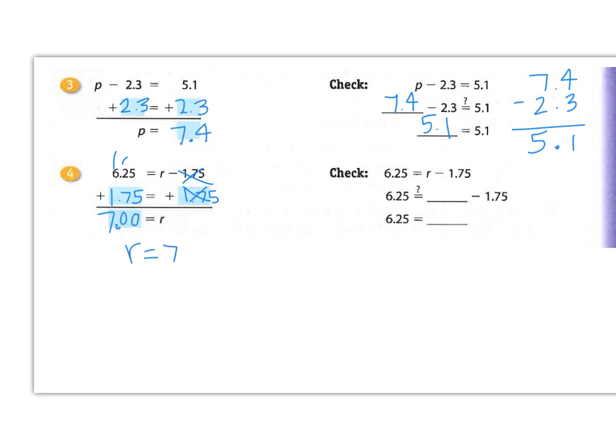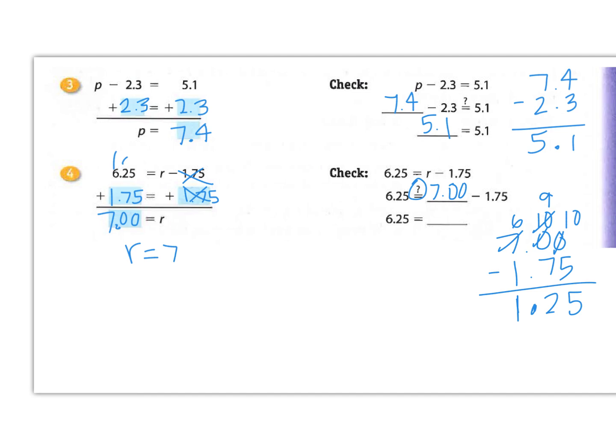So now we are going to check our answer. We've got to think, okay, if we put in 7.00 for r, does that equal? Well, let's check it out. I think I know what I did wrong, but I'm going to check it anyway. I've got to borrow all the way over here, make this a 10, make that a 9, make this a 10. 10 minus 5 is 5. 9 minus 7 is 2. 6 minus 1 is 1.